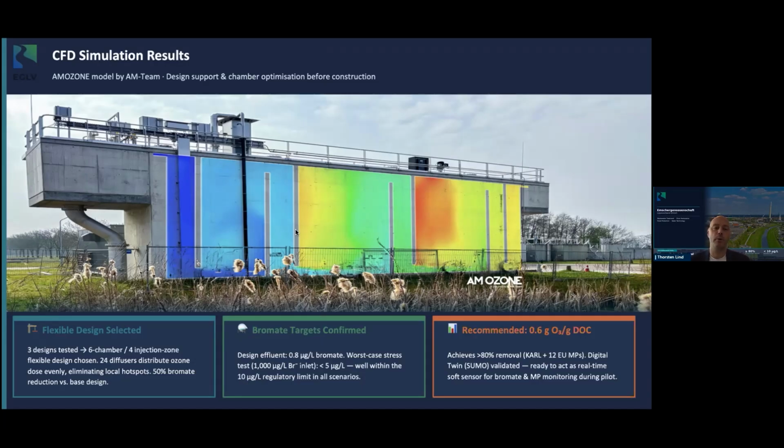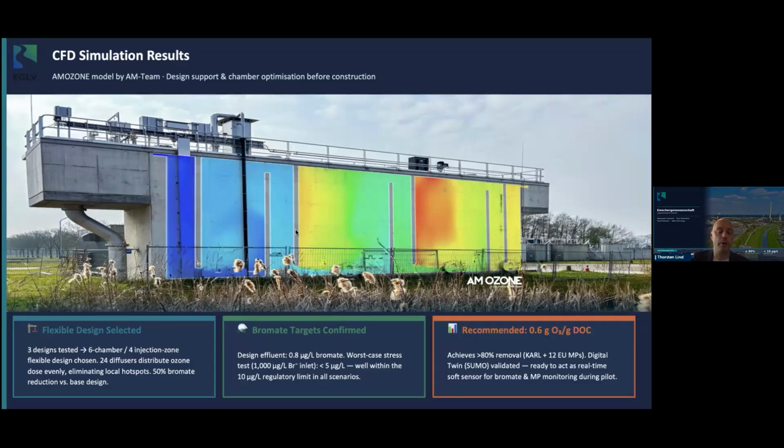Initially we thought we would just inject in the very first chamber, countercurrent, to dissolve the ozone and get rid of it through all the remaining chambers. Now the solution is that we will have a flexible setup with 4 diffusers in the first 4 chambers. And the results, given the CFD modeling, will be that we reach 80% micropollutant removal, and we will stay way under the threshold of the bromate formation that is important to the authorities.